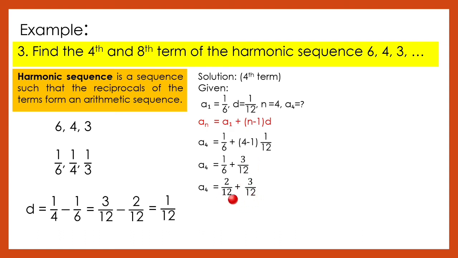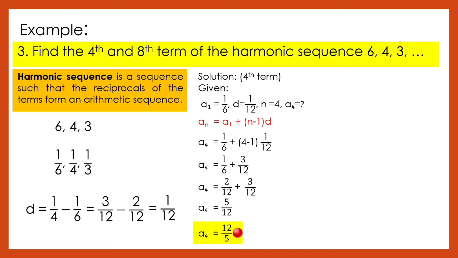So, the same denominators na, similar fractions, let's add the numerator. 2 plus 3 is equal to 5, and then common denominator over 12. So, ang a sub 4 is 5 over 12 in arithmetic sequence. So, kukunin natin yung reciprocal niya ulit para maging harmonic sequence. Ang 5 over 12, ang reciprocal niya is 12 over 5. Therefore, yung pang fourth term is 12 over 5.